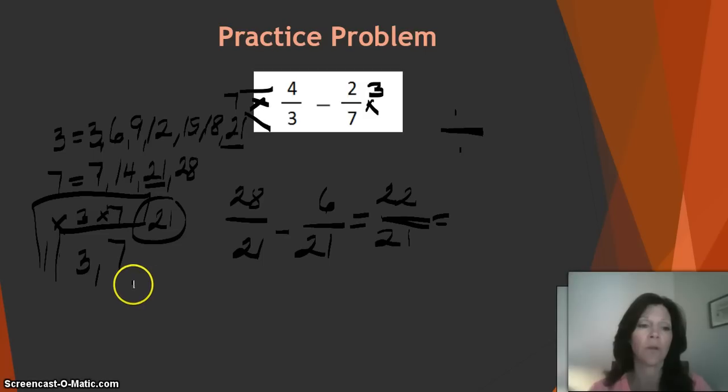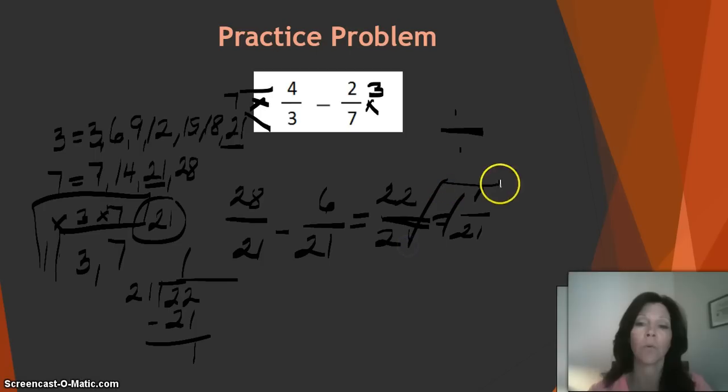So let's do this over here. 21 divides into 22. How many whole times? 1 whole time. And I keep emphasizing whole because that 1 becomes your whole number. Once you subtract that, you're going to have 1 left over. That remainder becomes your numerator. Your denominator stays the same. So your answer is 1 and 1/21. Got that? All right, let's do another one.